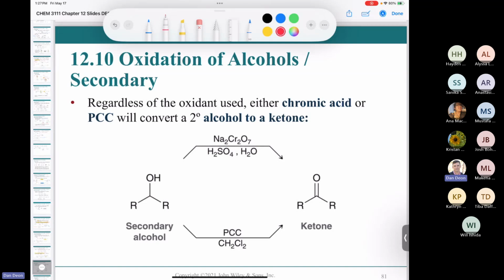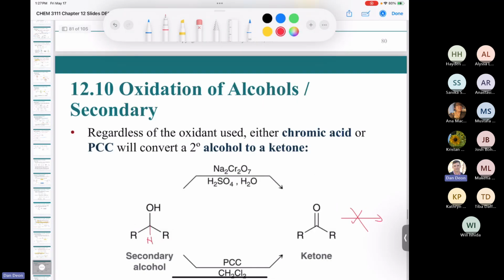So what are your possibilities? Well, before we get into them, I want to remind you that if you have a secondary alcohol, a secondary alcohol only has one proton on the alpha carbon. So whether you treat it with a strong oxidizer like chromic acid, or a weaker oxidizing agent like PCC, it's going to stop at the ketone. It's not going to go any further, because this cannot be oxidized any further. So if you have a secondary alcohol and you want to oxidize it, the world's your oyster. You just pick whatever you want and you're going to get a ketone.